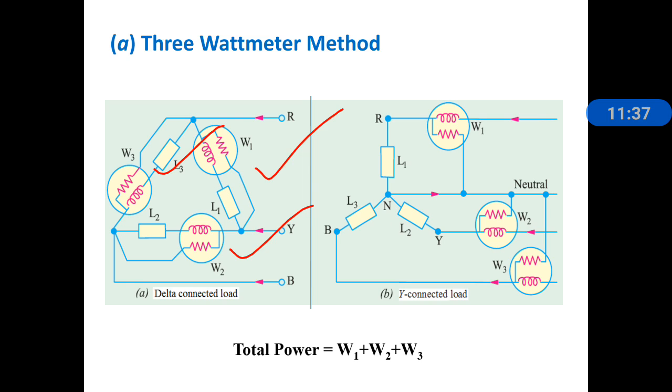But the advantage is that it is very simple. That means W1 plus W2 plus W3, in both balanced and unbalanced conditions, gives a more accurate value, and we get the individual phase power also. These are the advantages. Next we are going to discuss the 2 wattmeter method. That is very important.